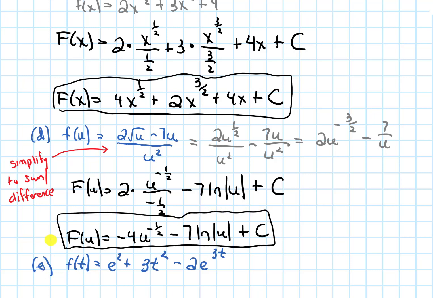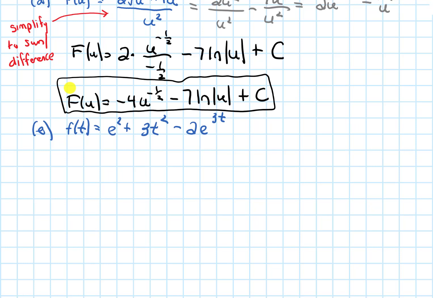All right, we're on to part E. Okay, we have this function e squared plus 3t squared minus 2e to the 3t. So first I want to notice that e squared is just a constant, so its antiderivative is not just going to be itself. So F of t, the general antiderivative, of the e squared is going to be e squared times t, because the derivative of e squared t is just e squared.